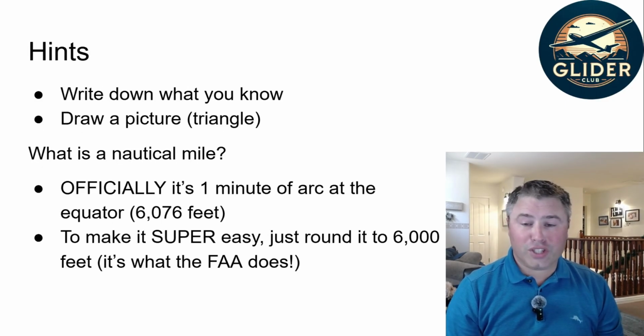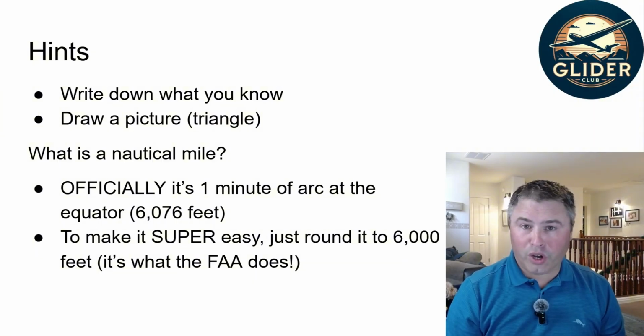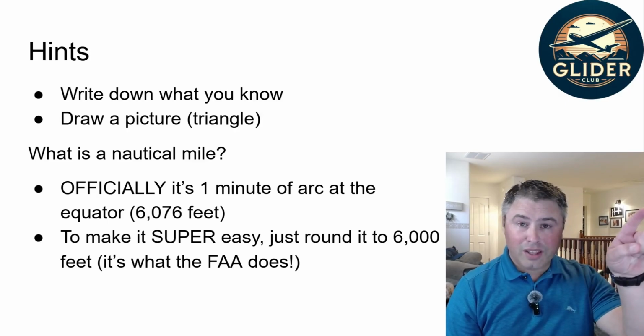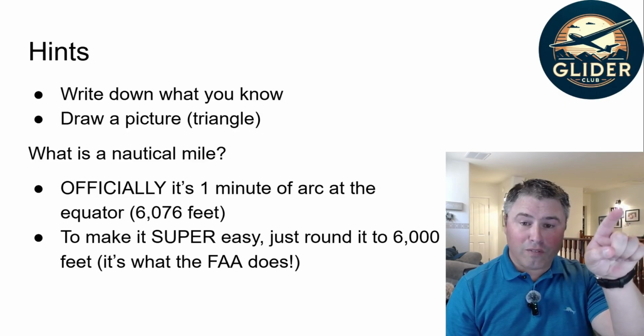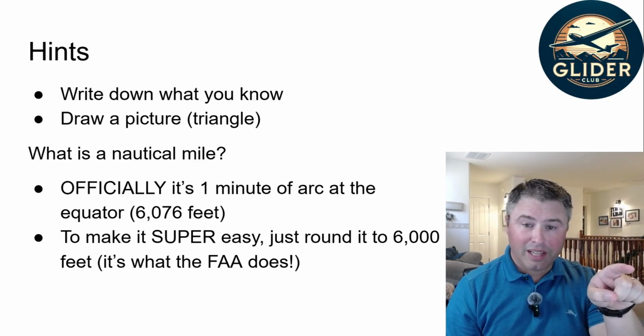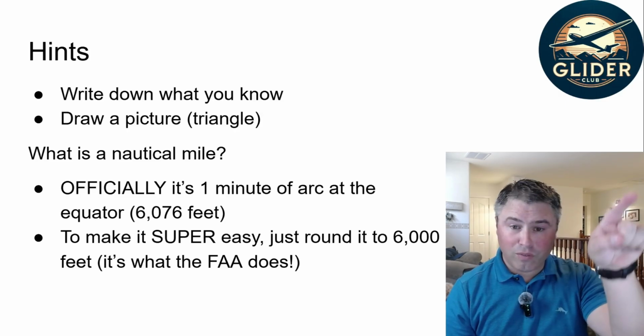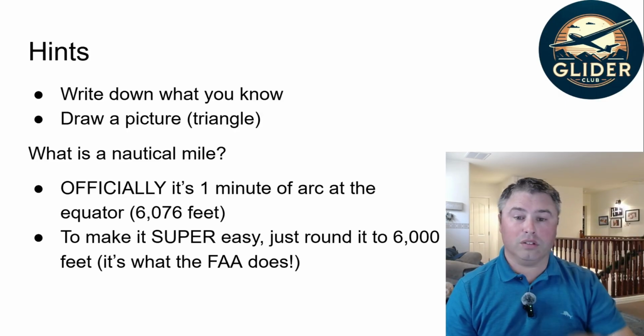Now, the first thing to do is write down what you know, the information that you're given at the beginning of the problem. Next, draw a picture. Your L over D is how far you go down, and then also how far over you'll go for that. And that forms a triangle.